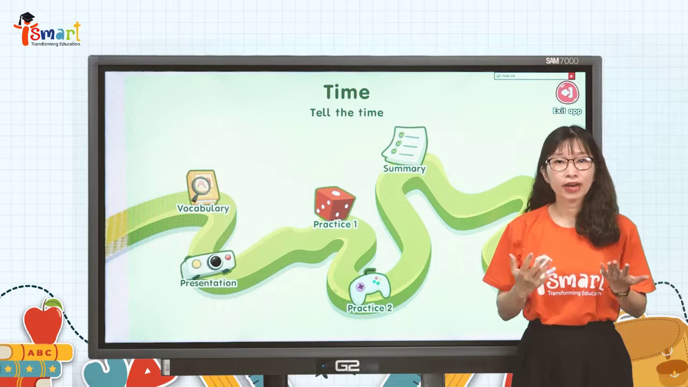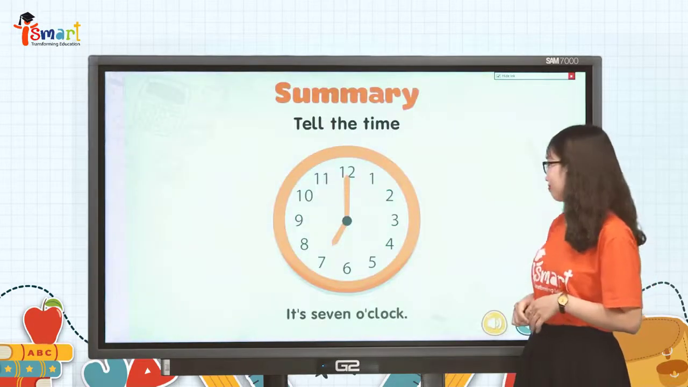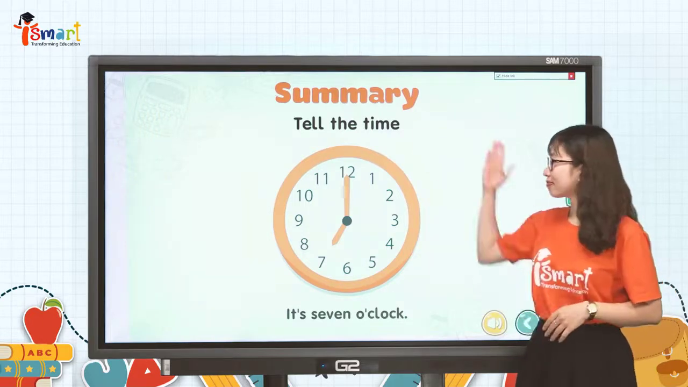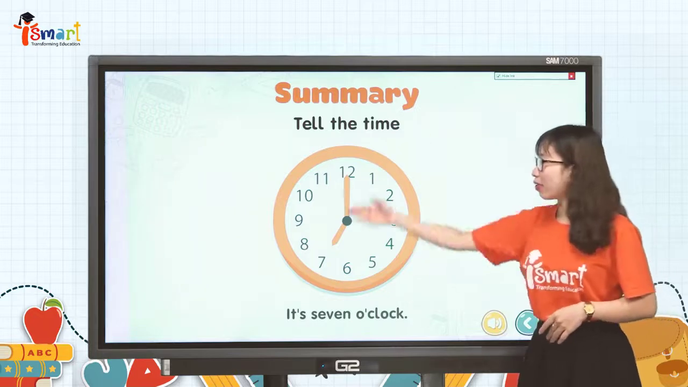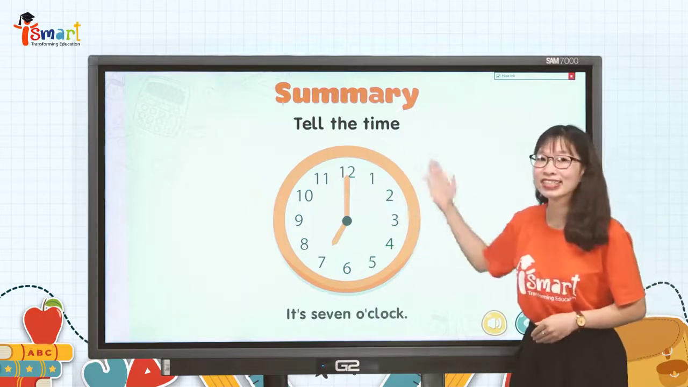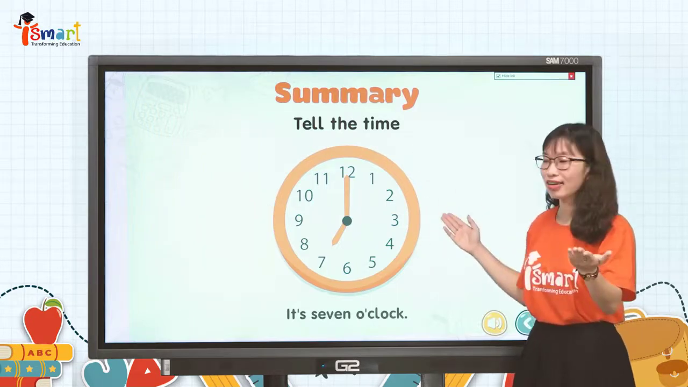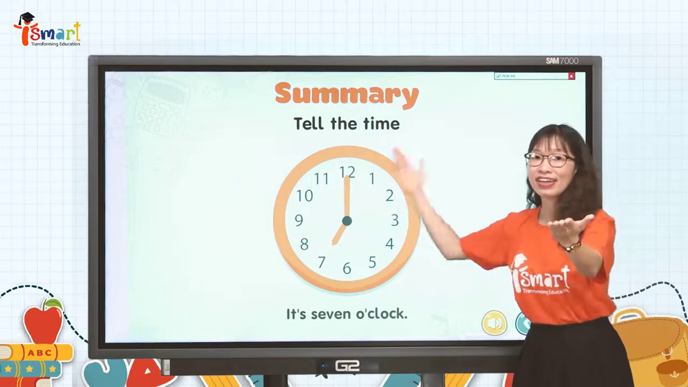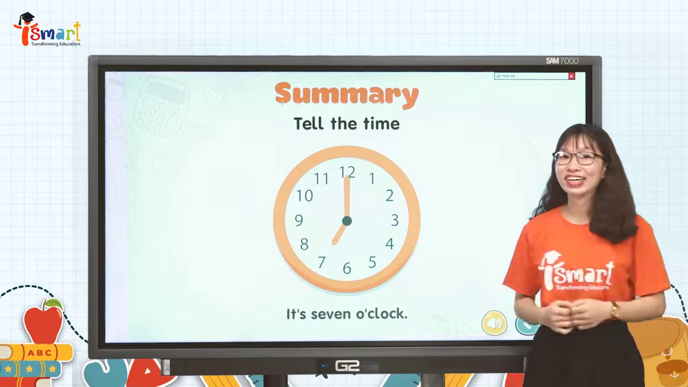Now, let's look again at what we have learned today. Summary. Tell the time. What time is it? It's 7 o'clock. Okay, now look. What is this, class? Remember? Yes, it's a clock. So, what time is it? It's very good. It's 7 o'clock.